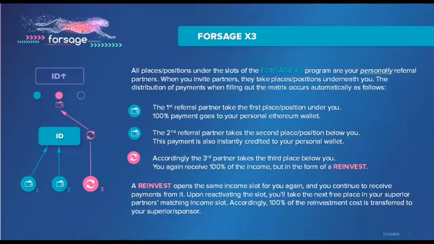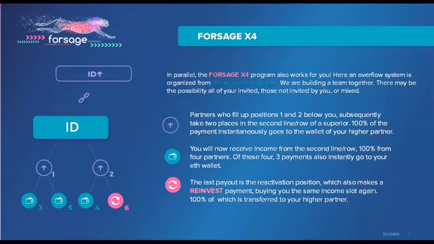Okay? All right, so moving on, let's talk about Forsage X4. It's very similar to the way X3 works, but again, keep in mind, there are two separate rows. Again, which has 6 positions. And we'll go ahead and read through that. But in parallel, the Forsage X4 program works also for you. Here, there's an overflow system organized from above and from below. So we're building a team together.